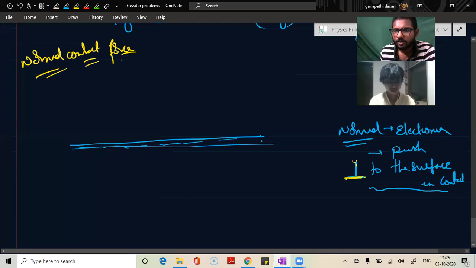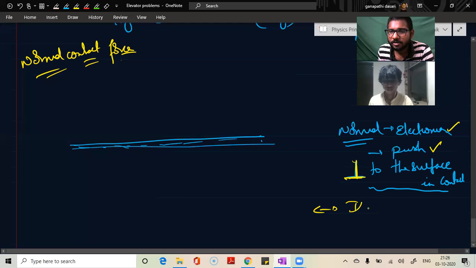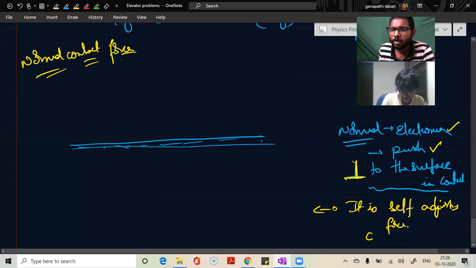Normal contact force. It will act perpendicular to the surfaces in contact. It can only push. It's an electromagnetic force, and it is a self-adjusting force. But it can go from 0 to infinity.